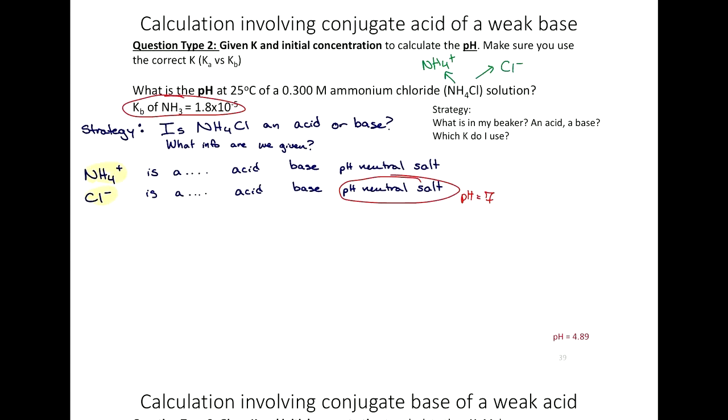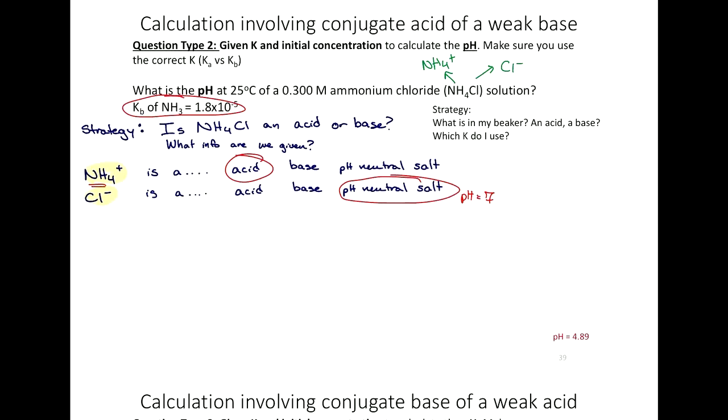But don't let this fool you, because a lot of students will see, oh, Kb for ammonia, x squared over concentration equals Kb. But here's the thing. Did you put ammonia in water? Is that the thing you put in water? Nope. You put its conjugate acid in. You put in ammonium. So you can't assume that you just use Kb, right? So NH4 is an acid. So based upon these answers, what do we have to use? Ka or Kb? Ka, because ammonium is an acid.